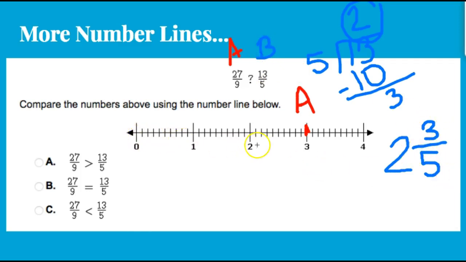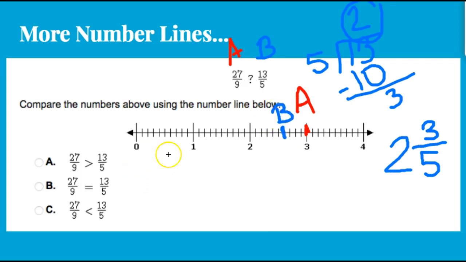So I'm going to go 0, 1, 2, and then again, look at that 3/5. That's divided every other one when you've got the tenths marks here. So there's 1/5, 2/5, 3/5. And that right there is our B.